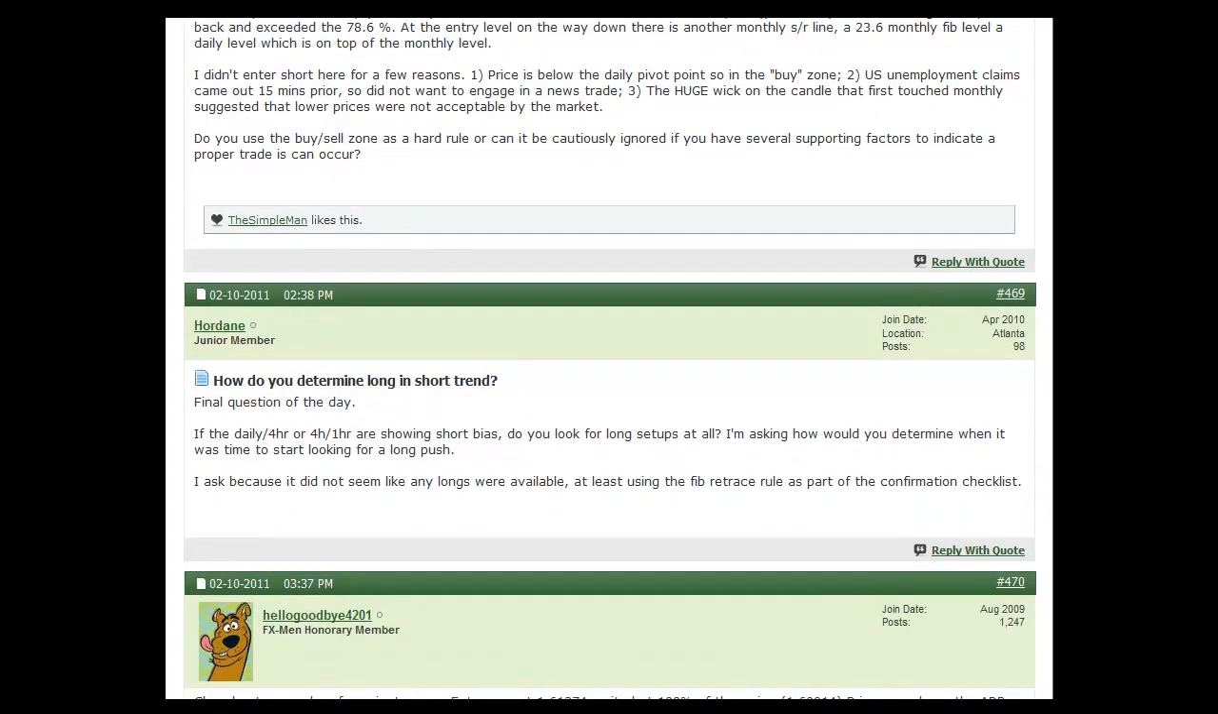All right, how do you determine a long and a short trend? Okay, if the daily, 4-hour, or 4-hour and 1-hour are showing short bias, do you look for long setups at all? I think I just answered that question. It depends on what is overlapping and what convergence I see on the chart at that time. And there are so many possible variables that I could be here for another 30 minutes talking about them, and you still may not come away satisfied.